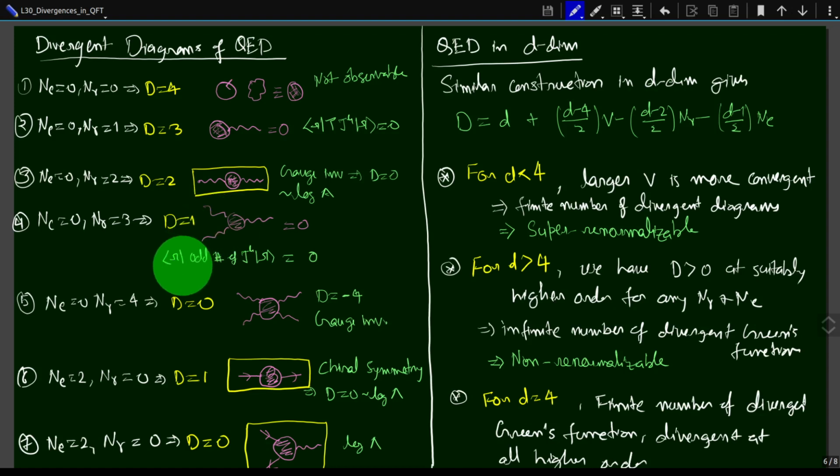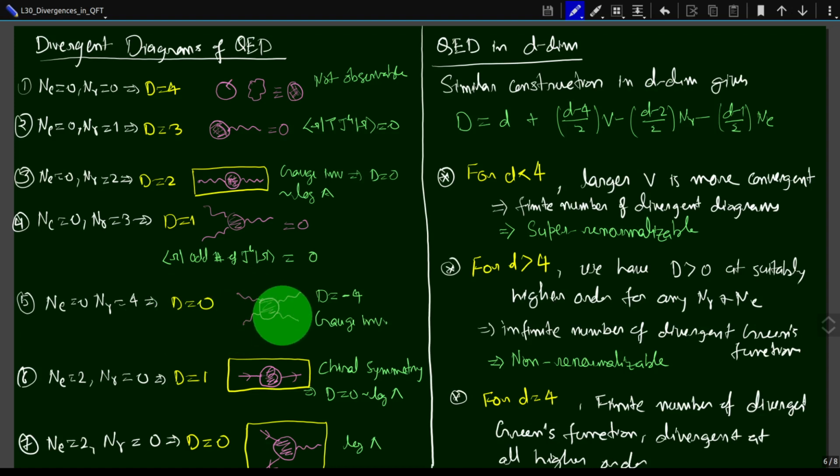But this is equivalent to having the vacuum expectation value of an odd number of J mu's, and that is 0, the same as here, by another argument which comes from the odd behavior of photons under charge conjugation or parity. So this is another symmetry argument that kills this one. Okay, this is exactly 0. Then I have N equal to 0 and N gamma equal to 4. That gives me D equal to 0.